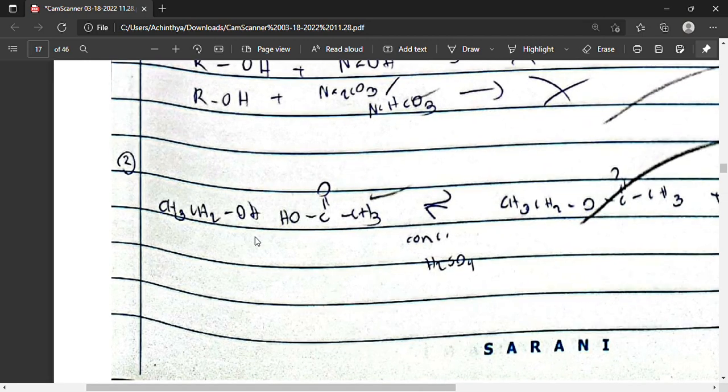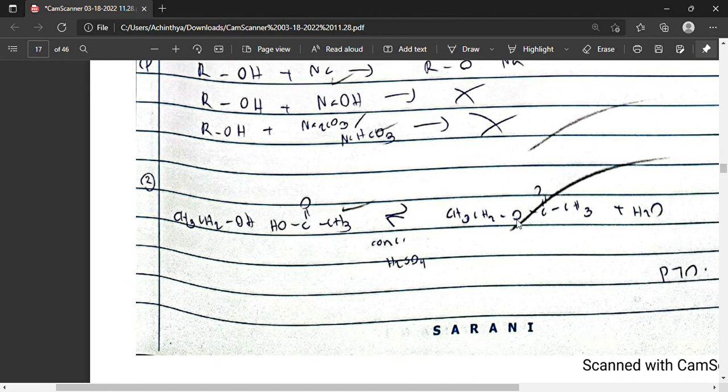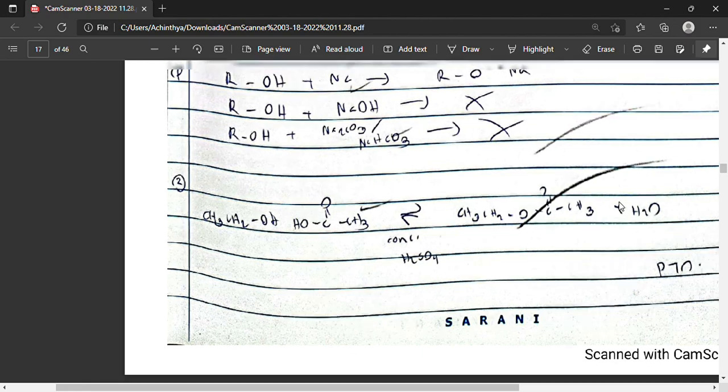We can react alcohols with carboxylic acids under concentrated sulfuric acid medium, and it can reversibly form the respective ester. Here we have ethanol, which will contribute to this ethoxide group over here, and we have ethanoic acid, which will contribute to this group over here. These two are bound by an ester bond, producing water as well.